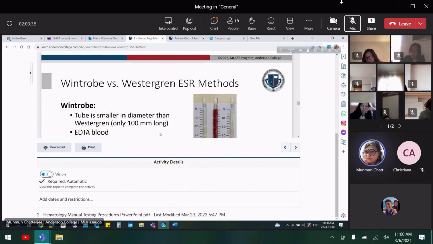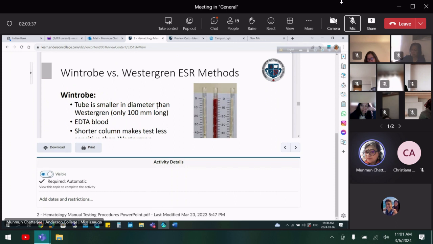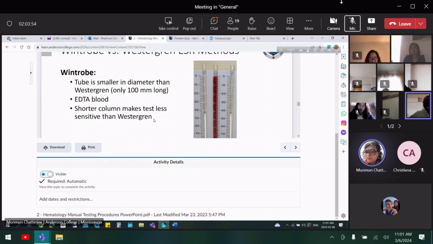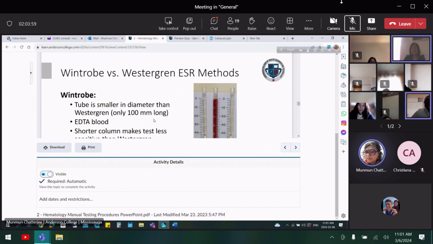Okay? So there are two types of methods. Probably she already told you, right? Two types of ESR methods: Wintrobe and Westergren. Did Shaina tell you the difference? She showed us the Westergren tube. She said the other tube was not available. She didn't talk much about it, but she taught it, right? The Wintrobe is the glass tube, and Westergren, both can be glass, both can be plastic, disposable.